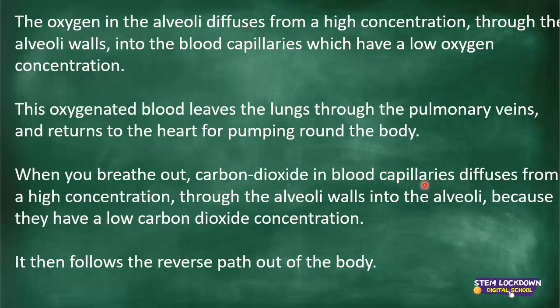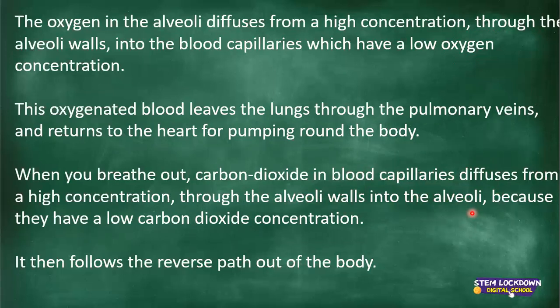In the blood capillaries there'll be a high concentration of carbon dioxide, in the deoxygenated blood. It's the blood with carbon dioxide. It would diffuse again from a high concentration, which is in the blood capillaries, to the low concentration, which is in the alveoli, through the alveoli walls. The alveoli walls act as the membrane here, like the cell membrane, because the alveoli have a low concentration of carbon dioxide, right?